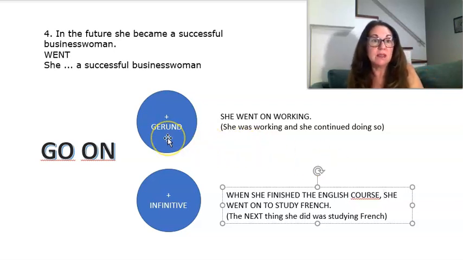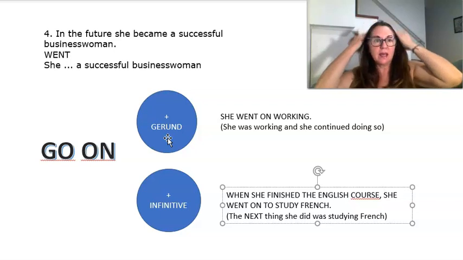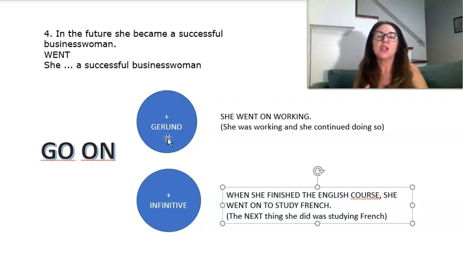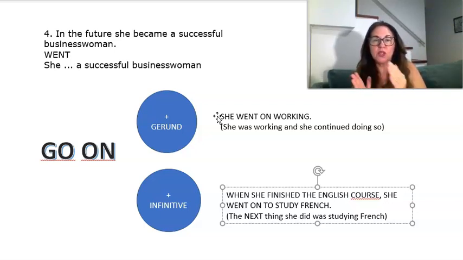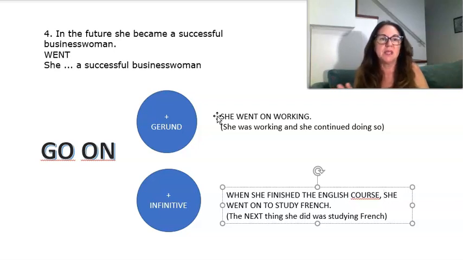Now, the gerund, remember the gerund, like in the other cases when I say she stopped walking to rest. I mean, stopped walking because she was walking. So when I say she went on working, I use the gerund because she was working and she went on, she continued doing the same thing. So remember then, go on with the gerund, you were doing something and you continue. Go on with the infinitive, you were doing something, you finish that, and you start doing a different thing. So you continue doing something, but this something is now different.